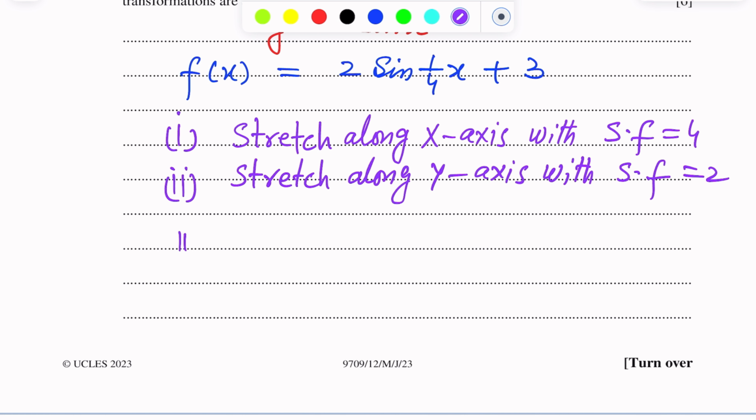Number 3, at the last, there is vertical translation, because 3 is a constant value that is added in the function. This is a vertical translation. So we write here vertical translation 3 units upward.